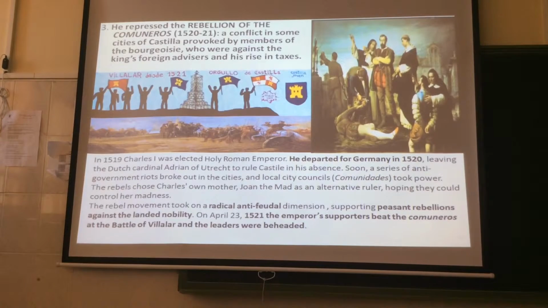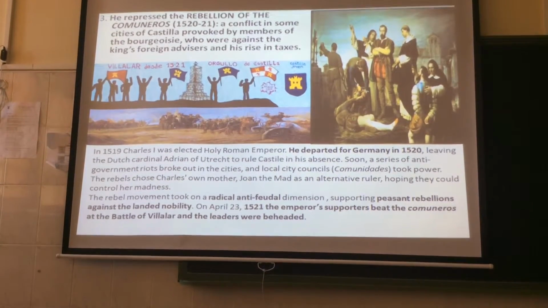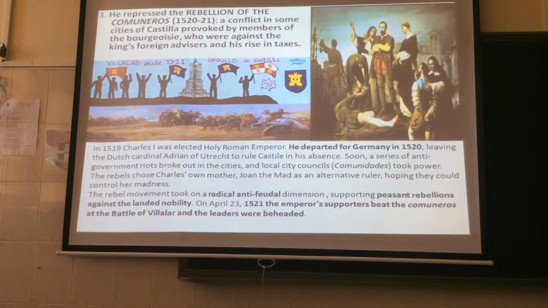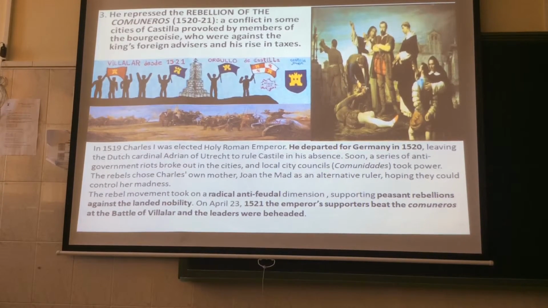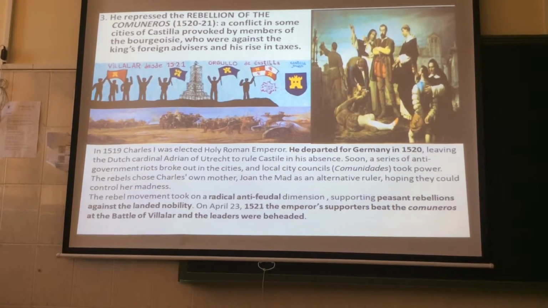But the bigger problem was the Comuneros, and this was more or less because of his foreign advisors, like I said before, the Flemish nobility who came, told him what to do, and raised the taxes for the people. They were sick of it, and they rebelled. Of course, the emperor's supporters beat the Comuneros, and all the leaders were beheaded. Their heads were cut off, so that wouldn't happen again.